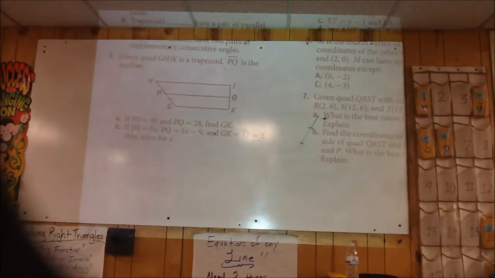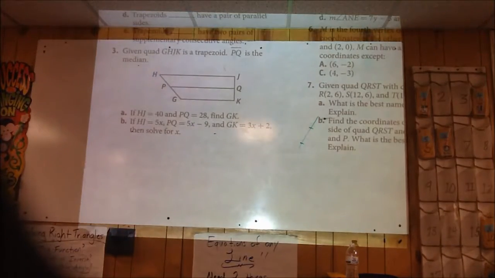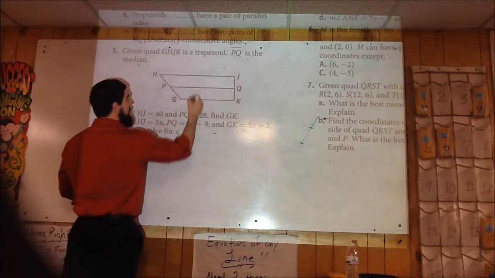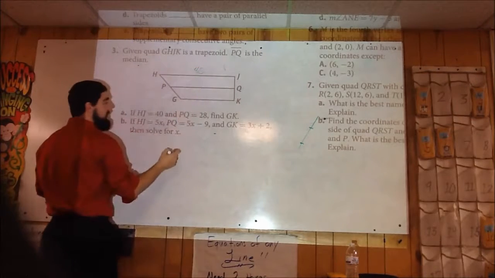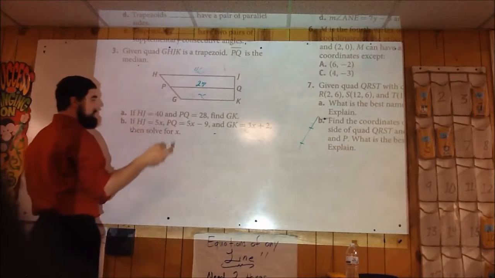Part 3, we're using the median of a trapezoid. We're using that theorem. So again, the median is 1/2 the sum of the two bases. So if I'm doing part A, HJ is 40, PQ is 28, and we don't know GK.